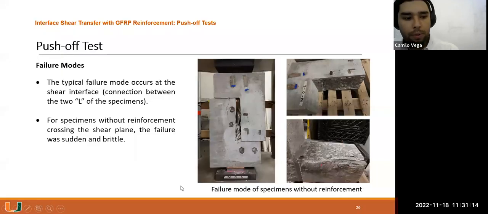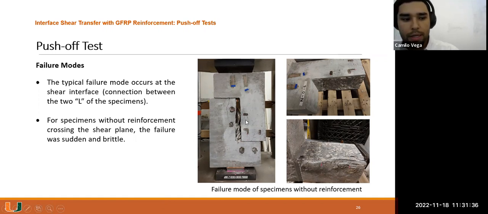Okay, so we are almost done. Let's talk about the failure modes. According to the results obtained in the test, the typical failure mode occurs at the shear interface, which is the connection between the two L's of the specimens. For the specimen without reinforcement crossing the shear plane, the failure was sudden and brittle, as suspected.